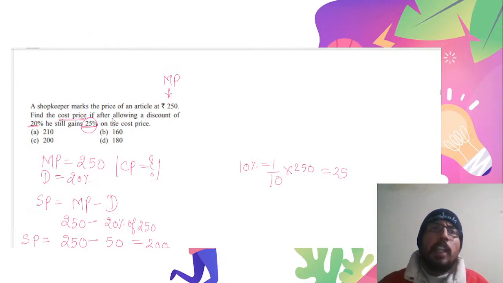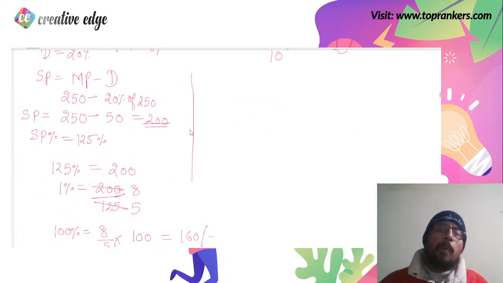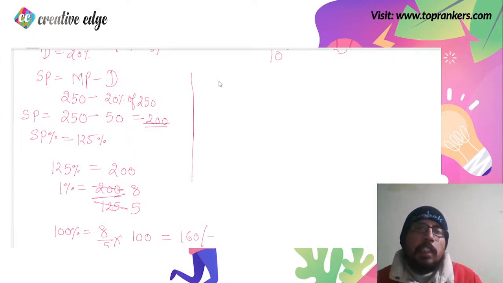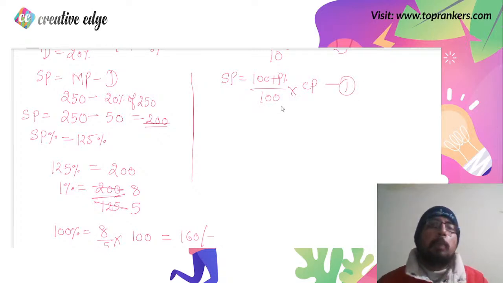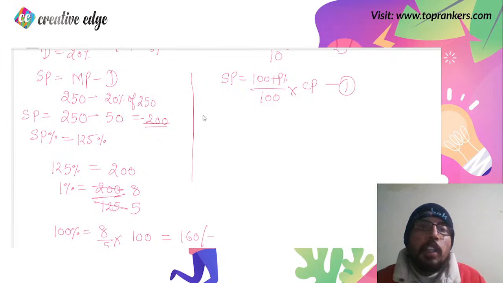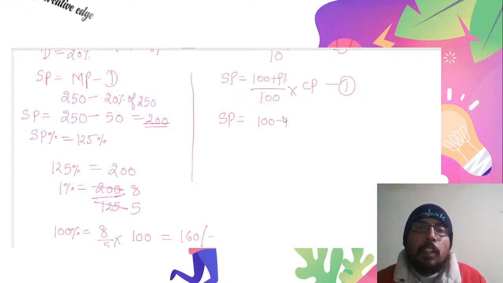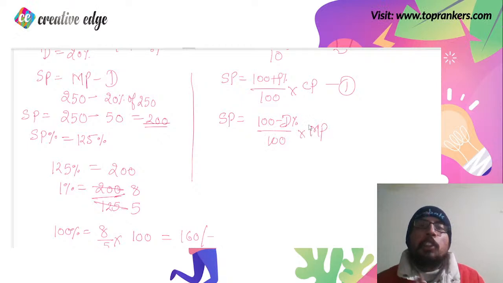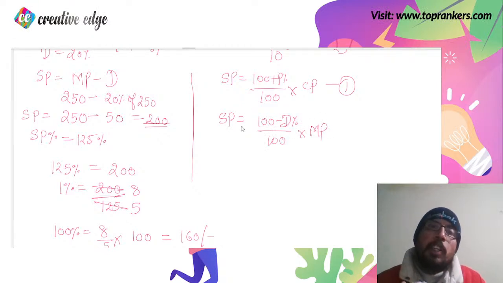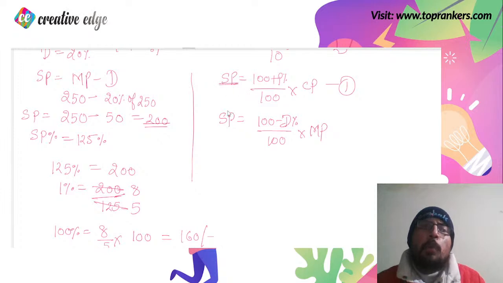There is one more approach that you can apply in this question, but before you apply this you should be knowing some basic concept. Previously we had discussed selling price is equal to 100 plus profit percent upon 100 into CP. This is the relationship between CP and SP. There is one more relationship between SP and mark price. SP is also equal to 100 minus discount percent upon 100 into mark price. This is also one of the relationships between SP and MP. So this is also equal to SP.